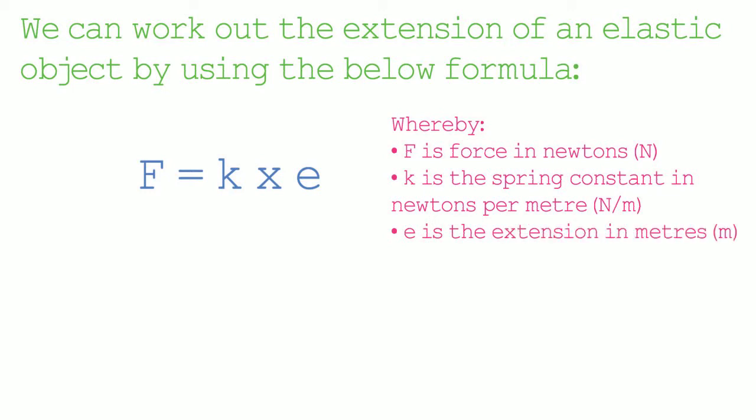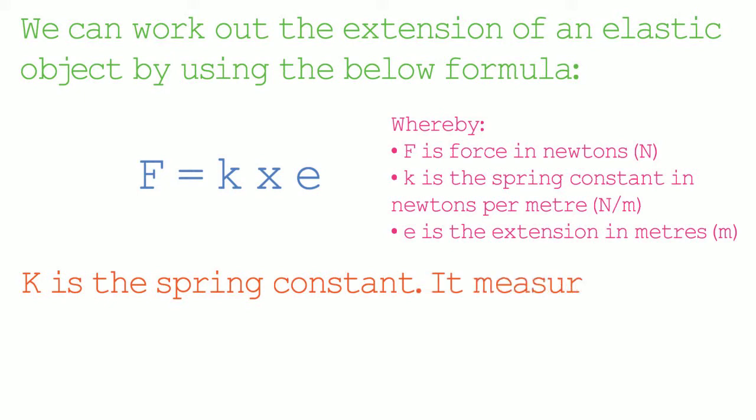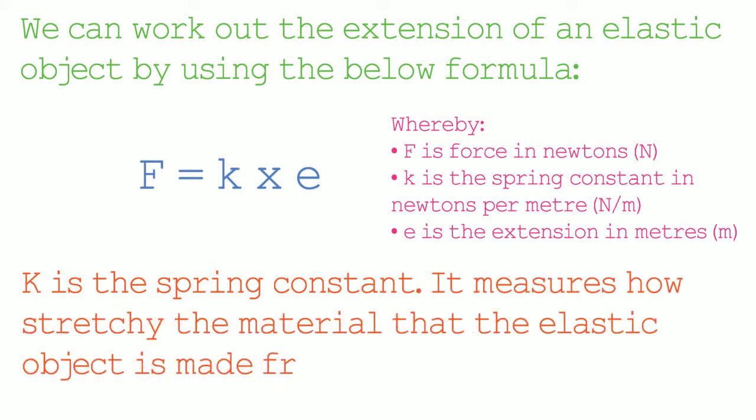F and E are quite simple, and we've already mentioned them, but we haven't mentioned K yet. K is the spring constant. It measures how stretchy the material is that the elastic object is made from. We measure it in newtons per meter. If we had two springs, a very stretchy one and a very firm one, the stretchy one would have a lower value for K, and the firm one would have a higher value for K.